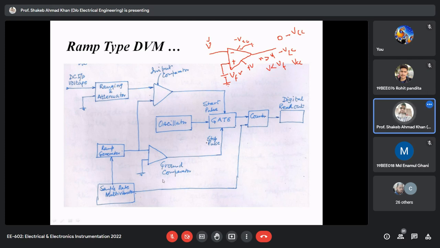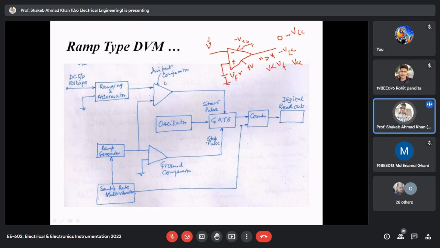And the other comparator is called the ground comparator, because in this case the reference voltage is basically your ground voltage. And here you can see the ramp generator, because it is a ramp type DVM. From the name, it must be producing a ramp voltage signal.